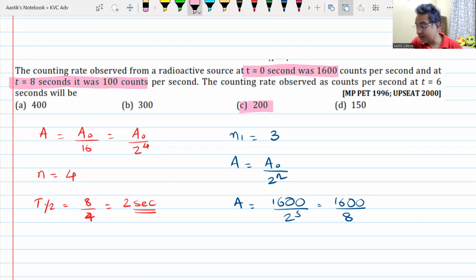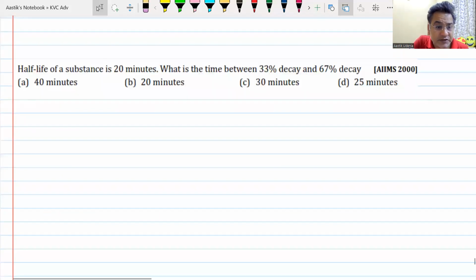I'm trying to cover all types of questions that are possible to come. This is the next type which should come. Half-life of a substance is 20 minutes. What is the time between 33% decay and 67% decay? So how are we supposed to find this?